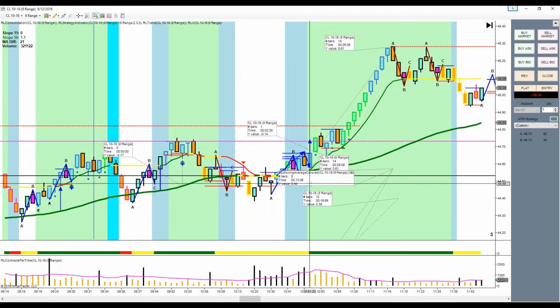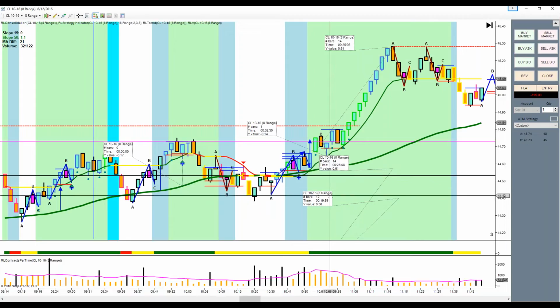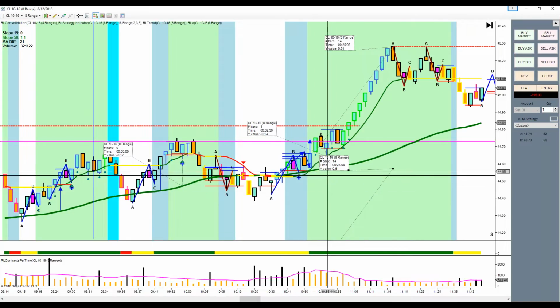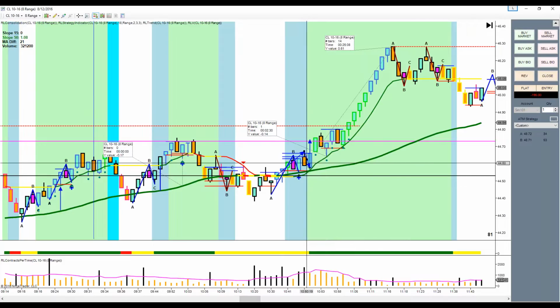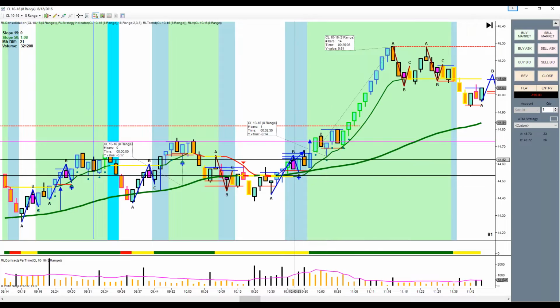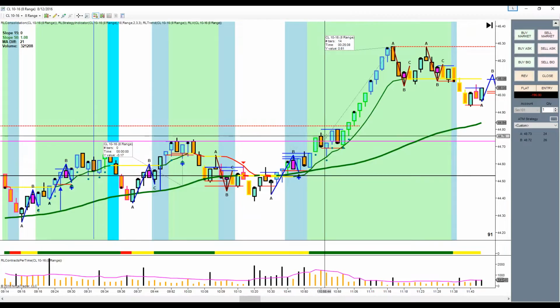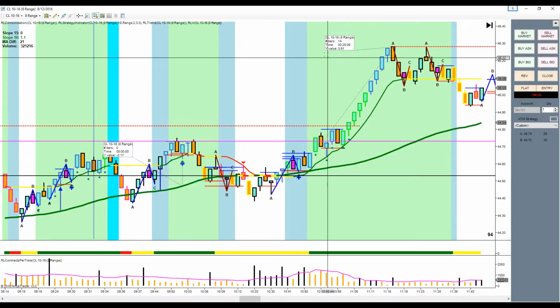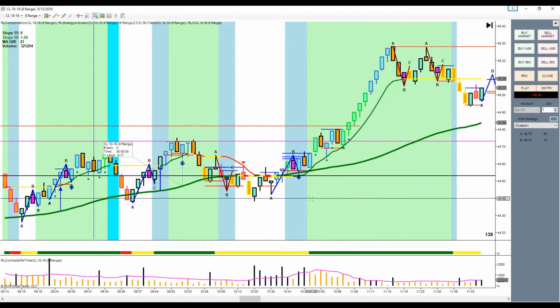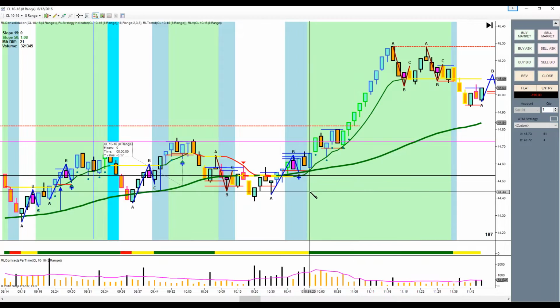Let me just get all of the other scaling I have on here. And you see this a few times a week, when you actually get the transition zone color to change on a retracement candle.